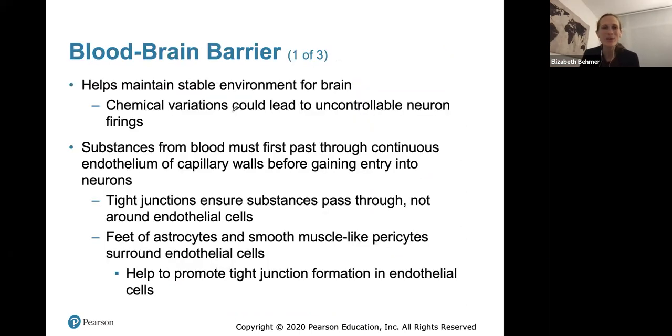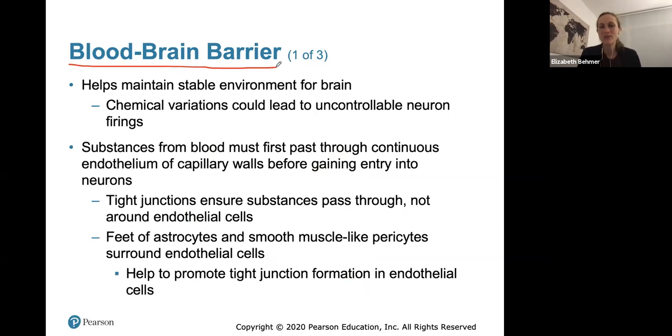So the blood-brain barrier is another important physiological function. Again, I'm trying to focus on what I want you to learn about the central nervous system and the functions I want you to focus on. I do want you to understand what the blood-brain barrier is, and this helps to maintain a stable environment for the brain.